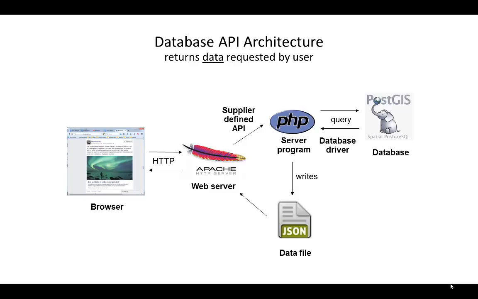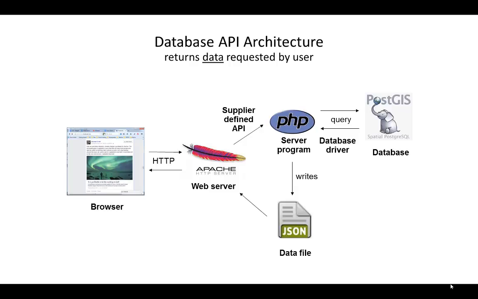Remind ourselves what an API is. We've got our browser. We chuck an HTTP request to the web server. That is going to be a PHP program which gets processed by the PHP parser. The program will create an SQL query and pump it into the database. The results of the query get returned by the database.